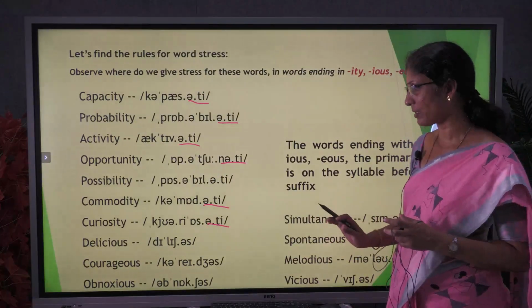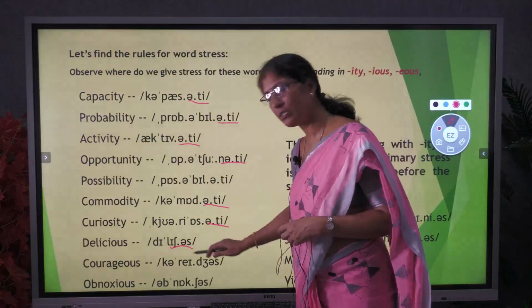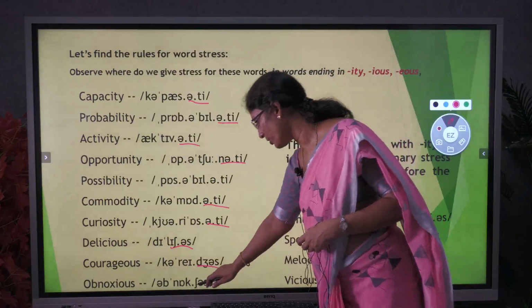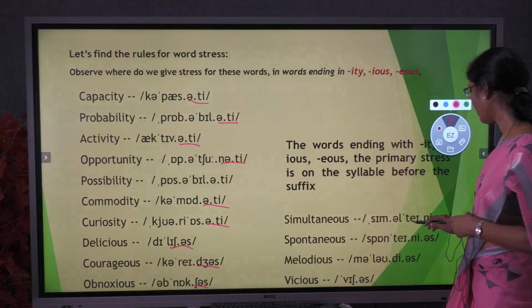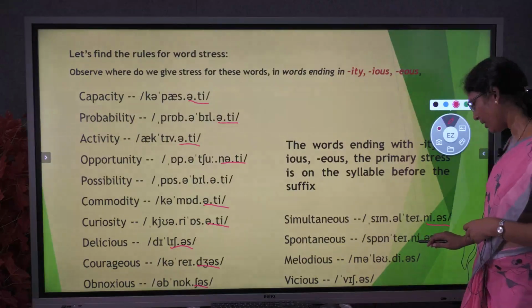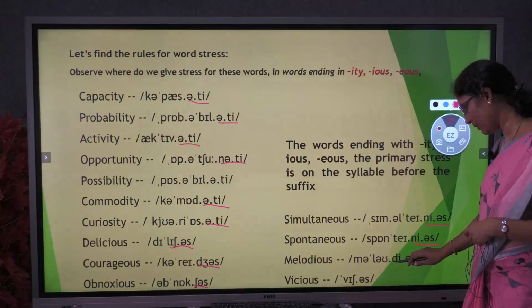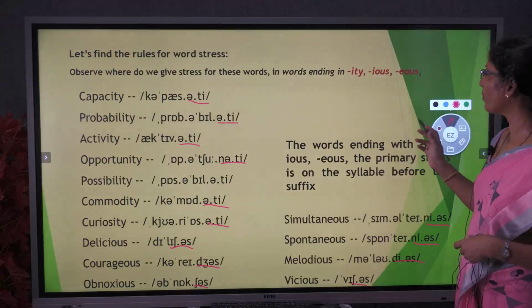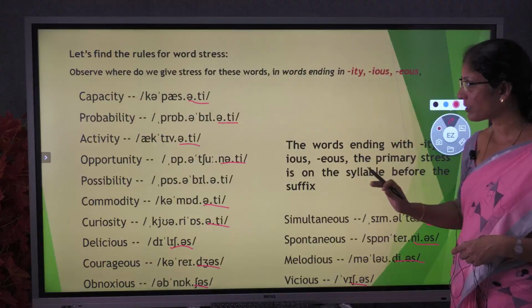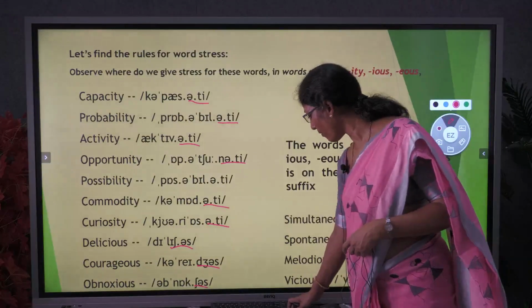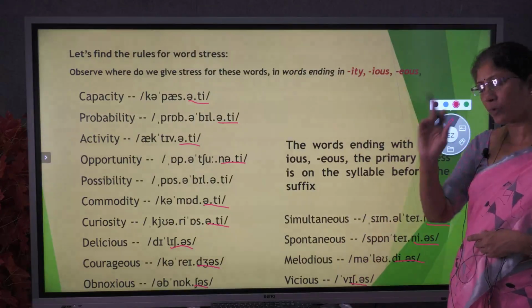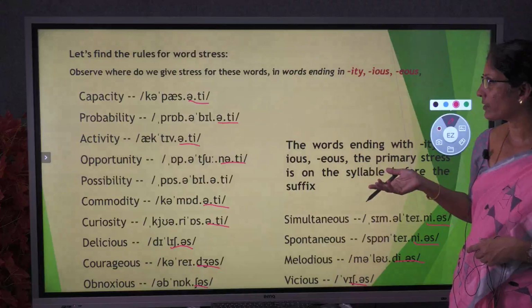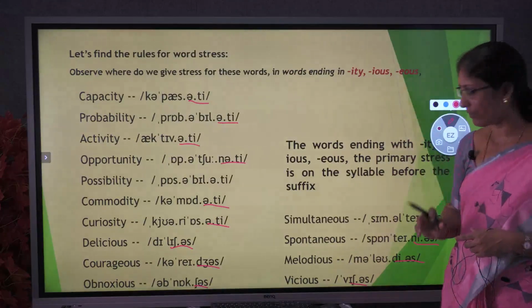Next, IOUS. The IOUS is pronounced as us. Delicious, courageous. Next, obnoxious, simultaneous, spontaneous, melodious. Next, vicious. To identify words with IOUS, EOUS or ITY, the syllable before the suffix will receive the stress. So for any suffix except self or E or IE, for almost all the remaining suffixes, the syllable before the suffix is receiving the stress.